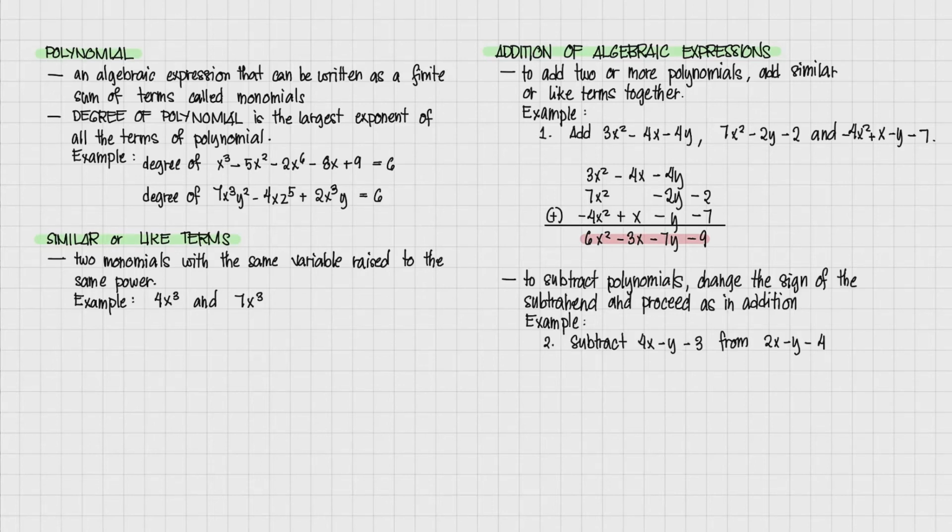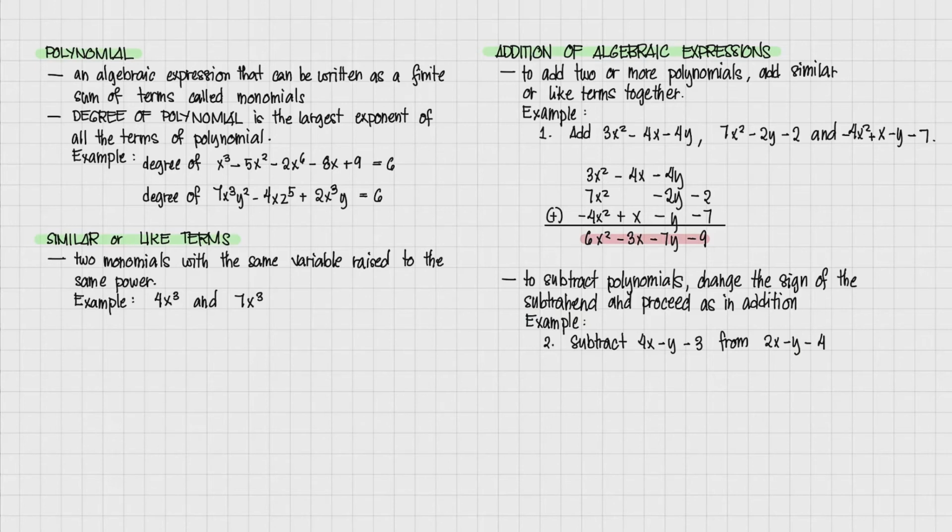Okay, so what about subtraction? To subtract polynomials, we're going to change the sign of the subtrahend and proceed as in addition. So here in our example, we are to subtract this expression 4x minus y minus 3 from this expression 2x minus y minus 4. Now from these two expressions, this one is our subtrahend. So we're going to change its signs and then proceed with addition. So let's write that down.